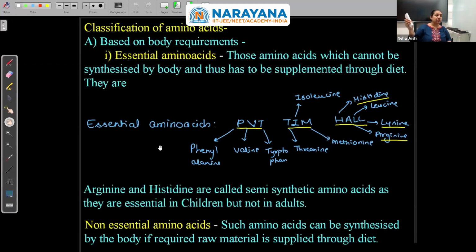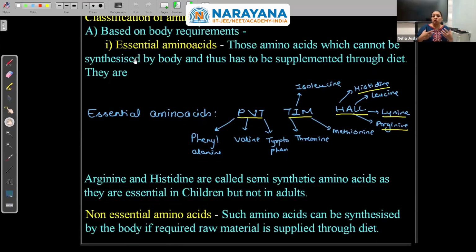Okay? So classification of amino acids based on body requirements. Some of the amino acids our body can obtain from the food that we eat. Some our body can create, generate, form. Some we have to supply through food. Okay. So essential amino acids are those amino acids which our body fails to synthesize.